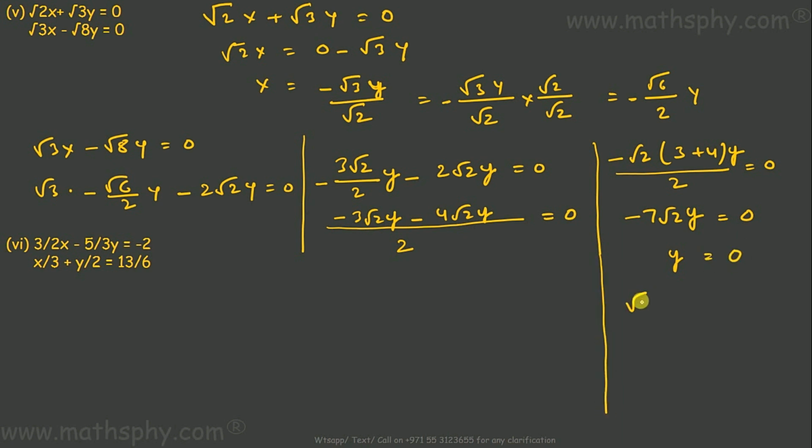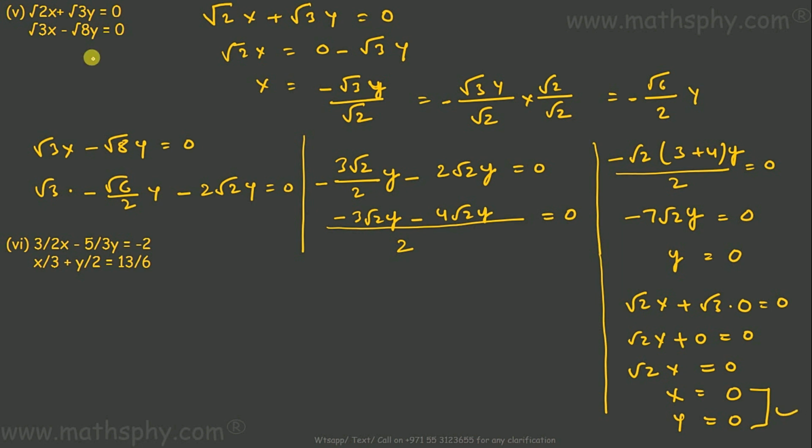So root 2x plus root 3y, y is 0, equals to 0. So root 2x plus 0 equals to 0. So root 2x equals to 0. So x is equal to 0 over root 2, which is 0. So x is 0, y will also be 0. That's the answer for this equation here. Let's look into this one.